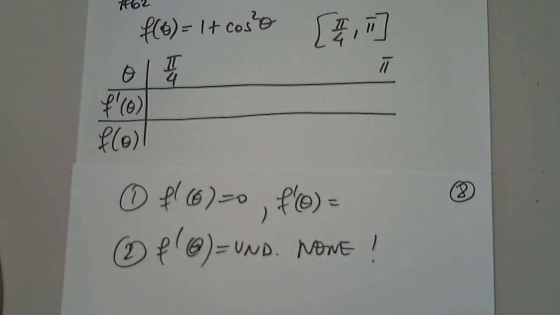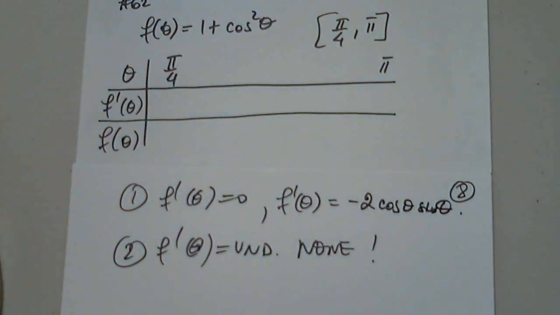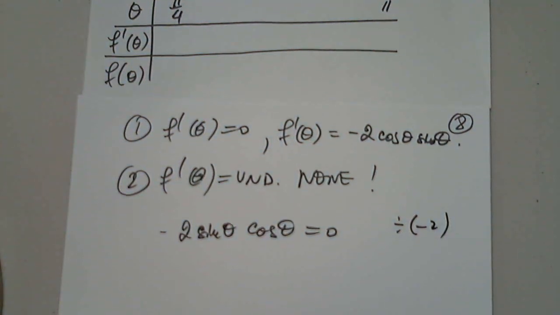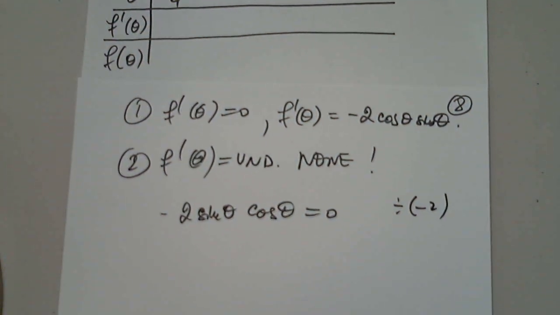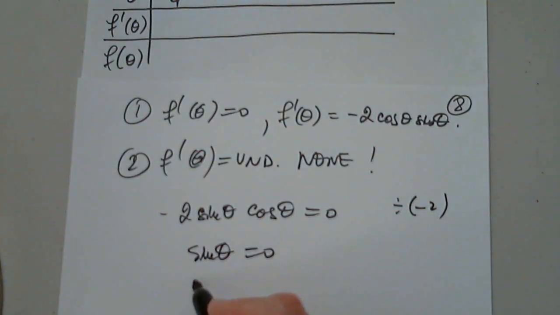-2 cosine theta sine theta. Yes, -2 cosine theta sine theta. So we bring down 2 times cosine times the inner function prime, which is negative sine. Awesome. So from this product, -2 sine theta cosine theta equals 0. I am allowed to divide both sides by -2, not by variables or functions. And then I have either sine theta equals 0 or cosine theta equals 0.